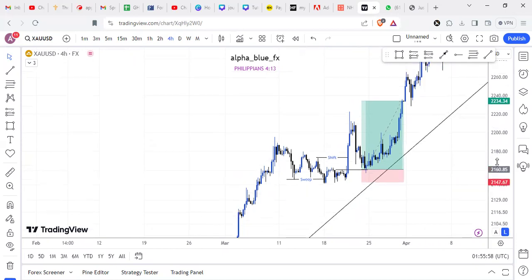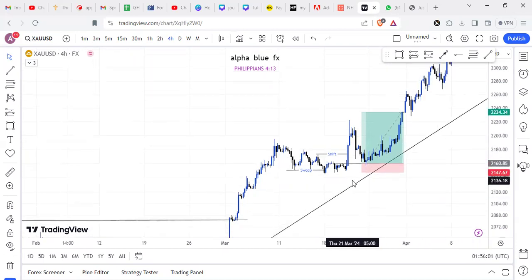Now, this is just what the strategy entails. The sweep, the shift, the entry. The sweep, the shift, the entry. And you need to use the 4-hour time frame.